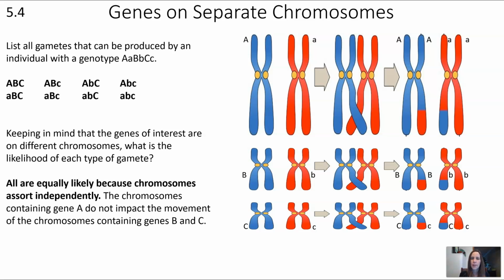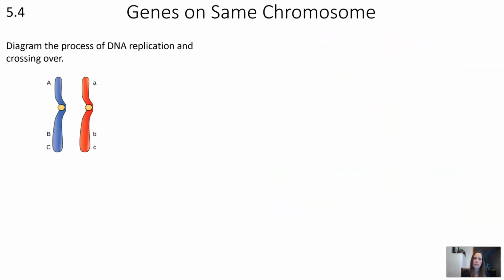So all of the combinations are possible, and those are listed there. And keeping in mind that they're on separate chromosomes, all of those gametes are equally likely, and that's because the chromosomes assort independently. The chromosomes containing gene A do not impact the movement of the chromosomes containing genes B and C. And if you want more information on that, you can go back to Unit 5.2, where we talked about independent assortment.